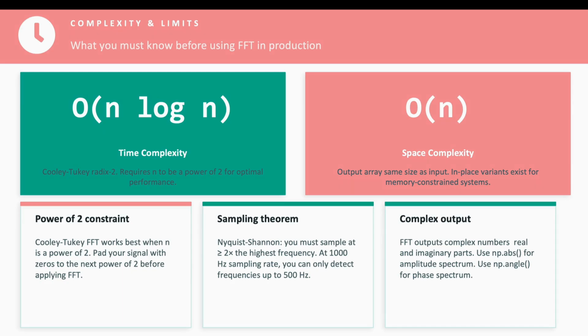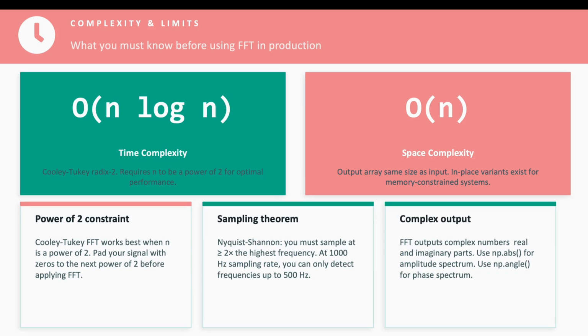Three limits. First, power of 2 constraints. Cooley-Tukey FFT is optimized for n equals a power of 2. If your signal has 100,000 samples, pad it to 131,072 before applying FFT. Second, the Nyquist-Shannon sampling theorem.